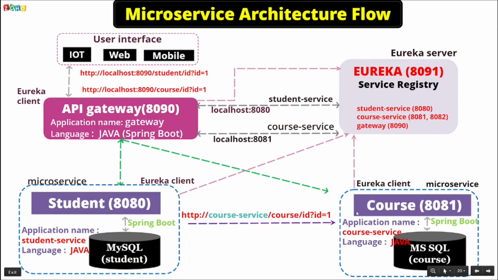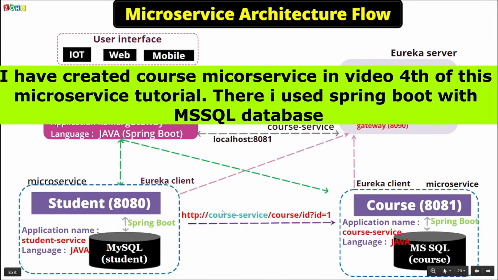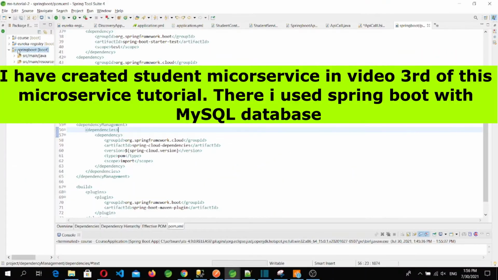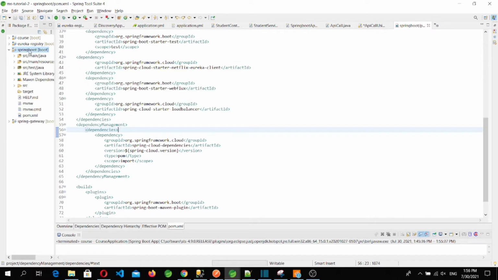Here we want to call course microservice from student microservice. That's why we are passing course-service, which is the application name for the course microservice. Okay, let's see how we can do this using web client. So I'm going to call course microservice from student microservice. The name is Spring Boot. Okay, but this is actually student microservice.